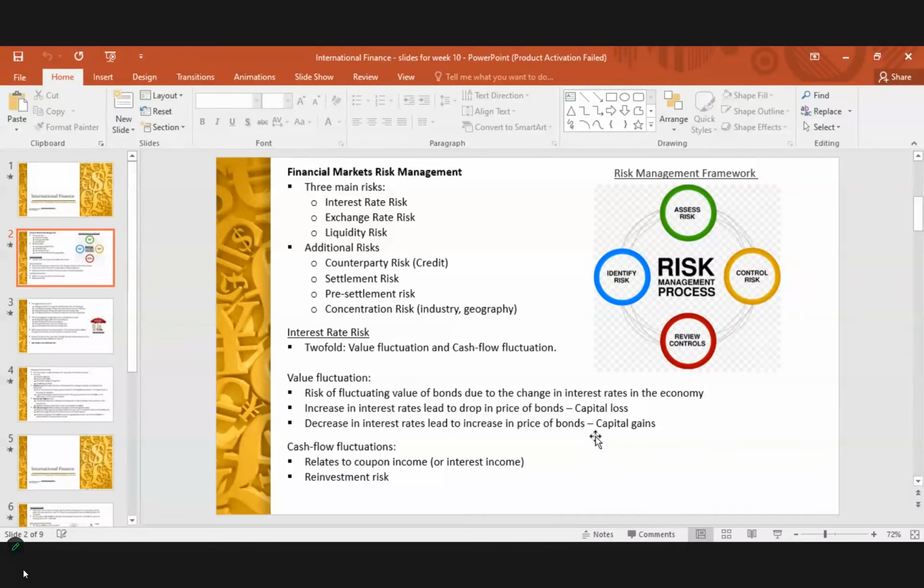Then in addition to these main risks, we'll go into detail as we go, right? In addition to these risks, we also encounter risks like counterparty risk, settlement risk, pre-settlement risk, or concentration risk. Now, we talked about counterparty risk when we were talking about whether banks or financial institutions can go bankrupt, right? Then the settlement and pre-settlement risk comes mostly in terms of forex, but it also comes in any trading activity, right?